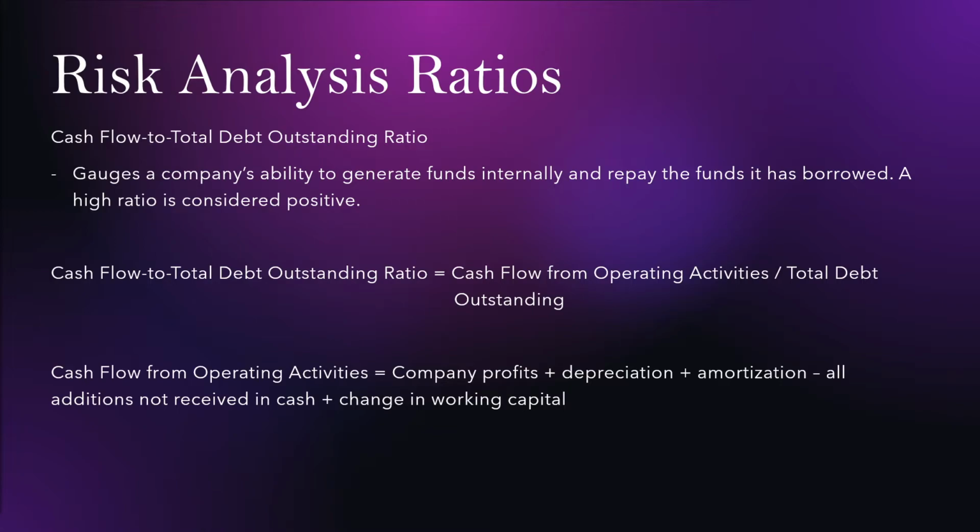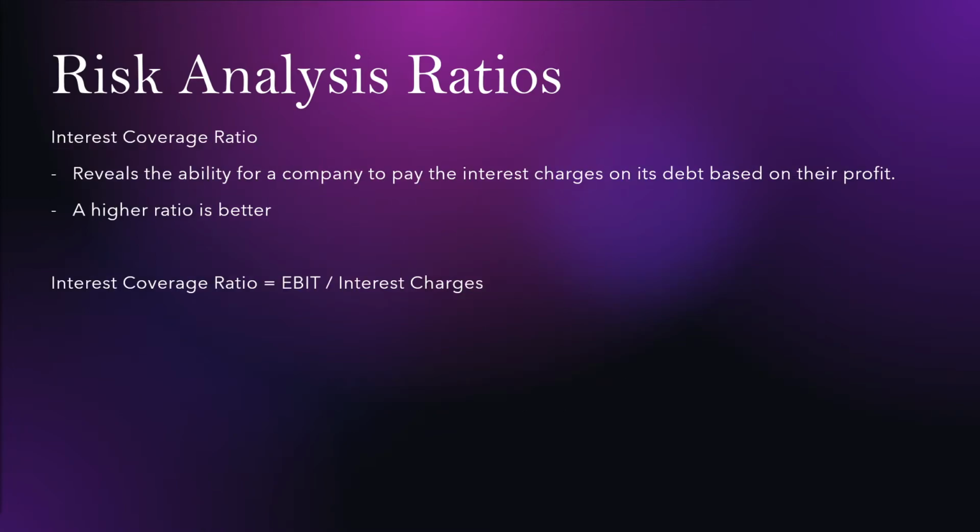So the change in those, and then basically you will take the sum of this and divide it by total debt outstanding. Another risk analysis ratio includes the interest coverage ratio. This is a really useful ratio because it does reveal the ability for a company to pay the interest charges on its debt based on their profit. Now, a higher ratio is always better. It just shows that the company is more capable of paying down its interest charges on this debt, and it is calculated as earnings before interest and taxes divided by interest charges.